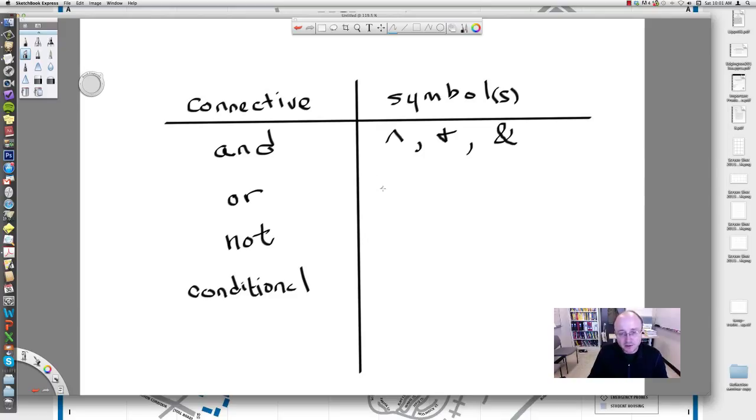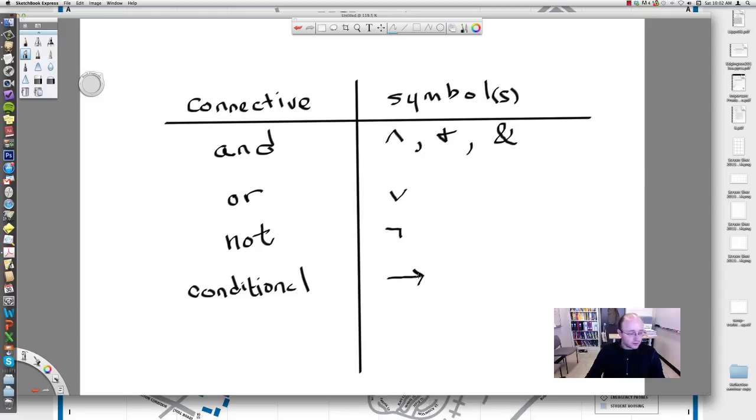The second propositional connective is the OR symbol, which we write with a little caret symbol like that. And the third symbol is the not symbol, which we write like that. And the fourth and final symbol is the conditional, which we write with a single right arrow like that. So those are the 4 connectives in propositional logic.